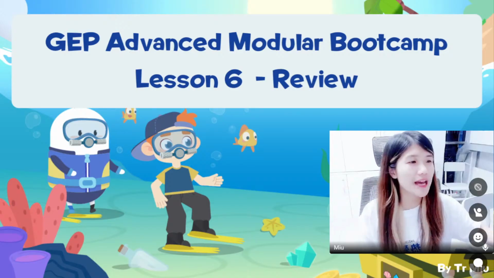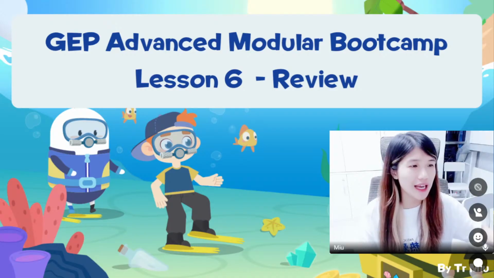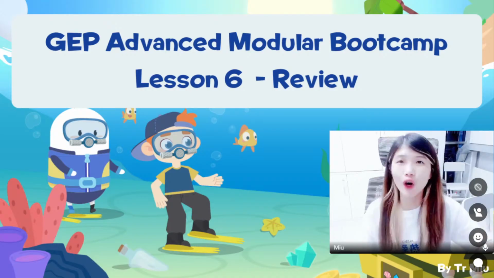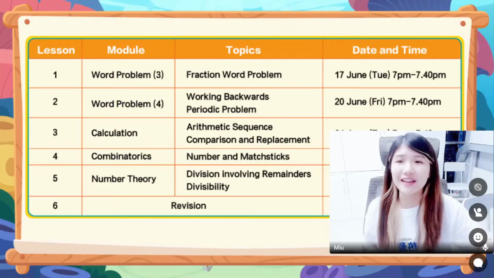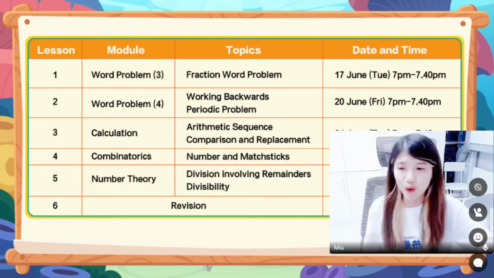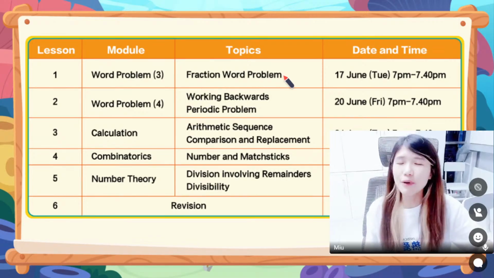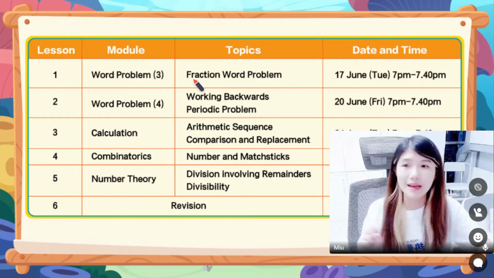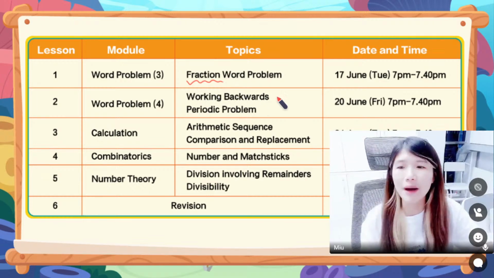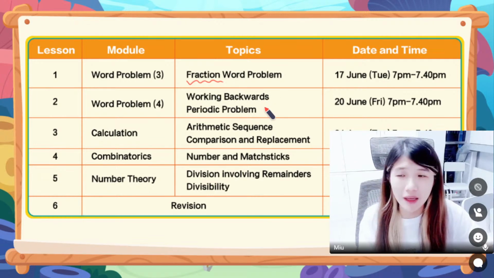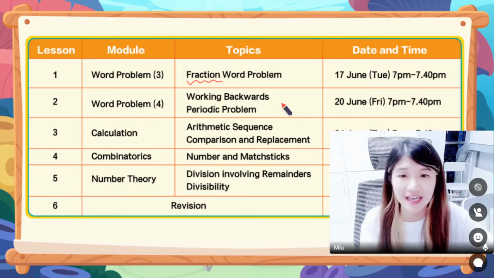So today we are coming to lesson 6 already. For lesson 6, we are talking about the revision for the previous 5 lessons. Let's take a look at what we talked about. First, we talked about problem 3, which focuses on fractions. Then we talked about working backwards and periodic problems, which are very challenging and also a very common topic in GEP.